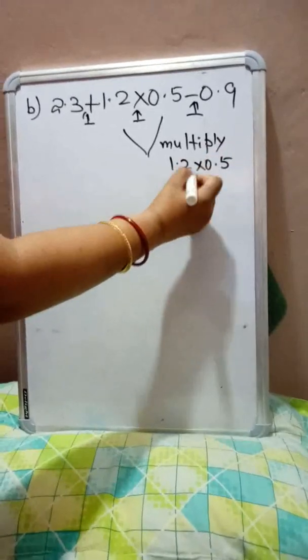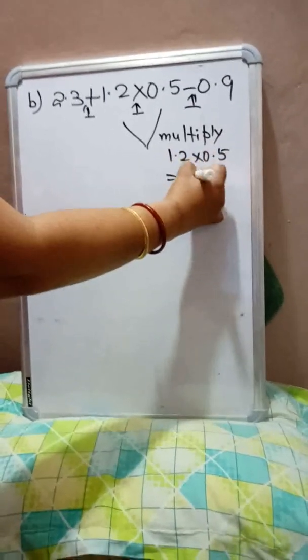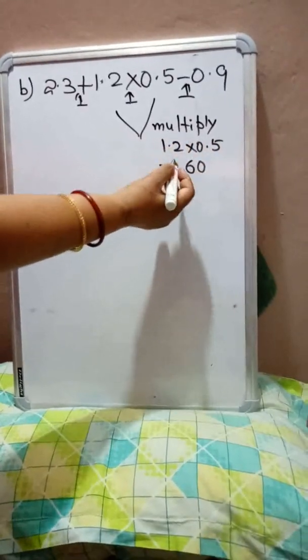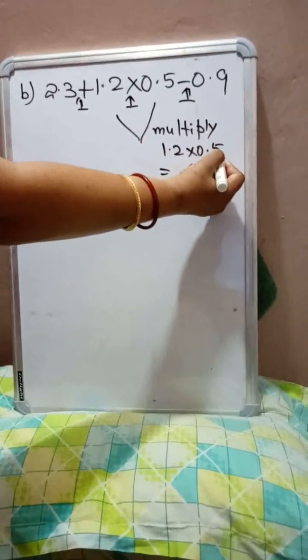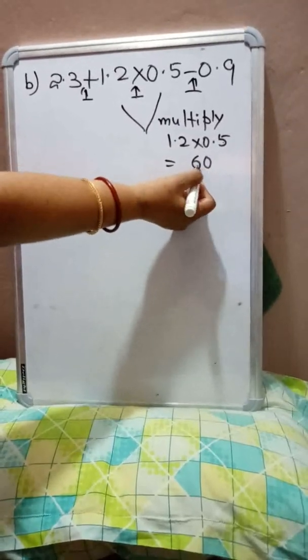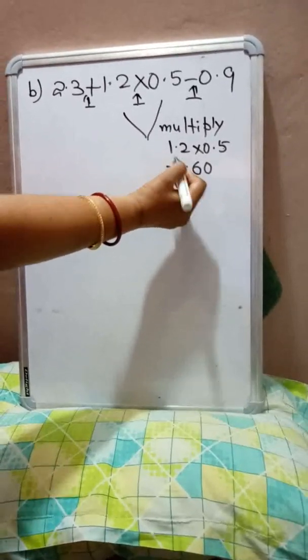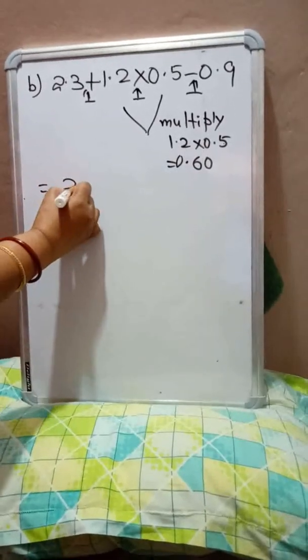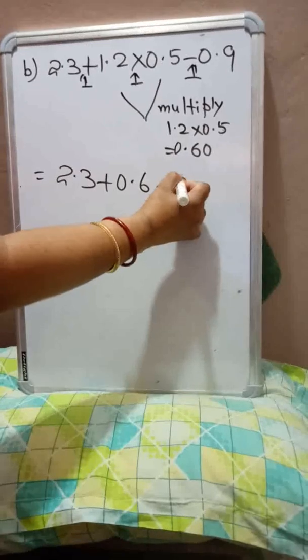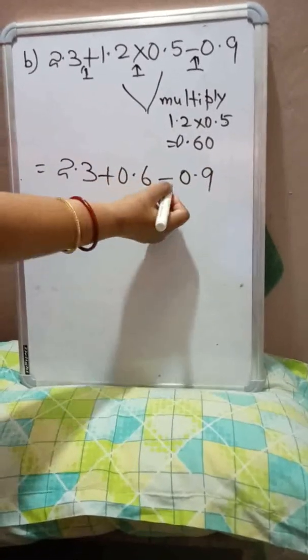We do the multiplication. 12 5s are 60. How many digits after the decimal are there? Let us count. 1 and 2. So here I will start from right to left, 1 and 2. So this is the answer. Now here I will write down 2.3 plus 0.6 minus 0.9. Now here are a plus sign and a minus sign.